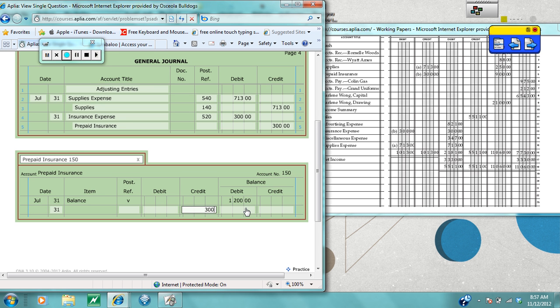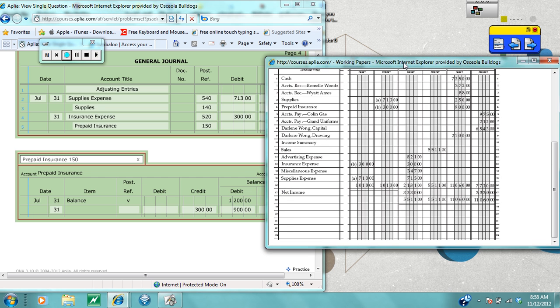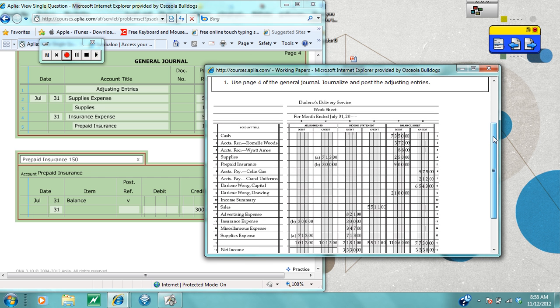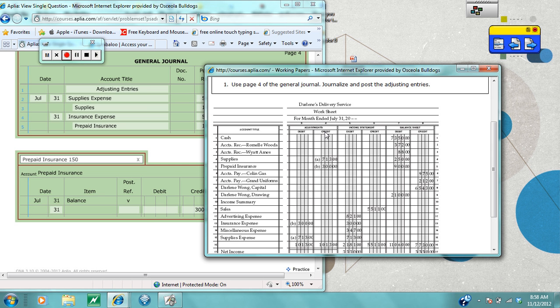Now we have to do our math. We've used up $300. We have $900 left in prepay. Right? If I made a math error there, you do it right, not me. Okay? Alright, that's all there is to it. It's not hard. Adjusting entries are pretty easy. All you're doing is taking the information from the adjustment columns, and you're journalizing them, and then you're posting them to the accounts.